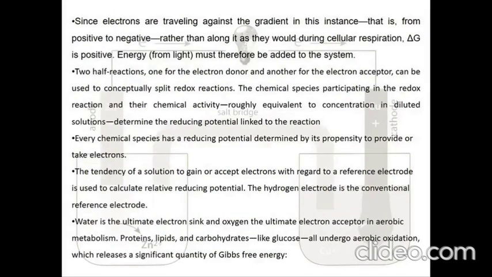Since electrons are traveling against the gradient in this instance, that is from positive to negative, rather than along it as they would during cellular respiration, the delta G is positive. Energy must therefore be added to the system.